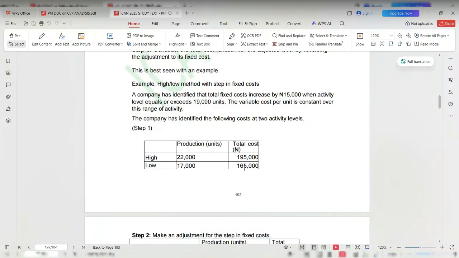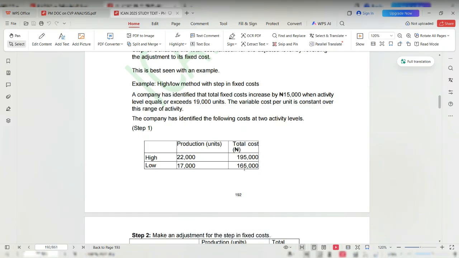The question says, because I'm going through this solution now, and I still don't get it. The question says that a company identified total fixed cost increases by 16,000 a year when activity level equals or exceeds 19,000 units. So what is the activity level, which is the production unit, equals or exceeds, meaning the high one is the one to add 15,000. Why is it that we're adding to the low one, which does not actually meet up or exceed the whole thing?